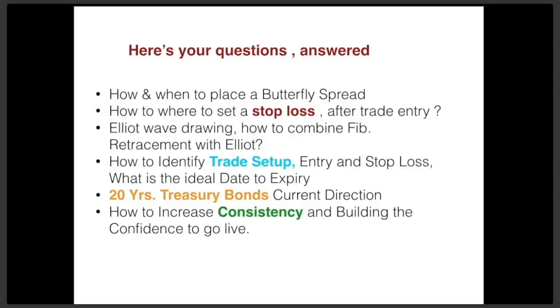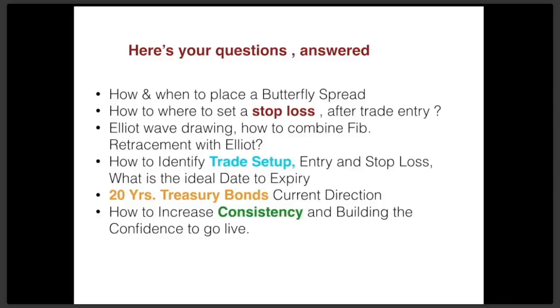And what is the ideal date to expiry? It really depends on the wave count. For instance, if I'm using a daily chart and plotting Elliott waves on a daily chart, I would say the ideal date to expiration will be about 35 days to 40 days. And if I'm watching a weekly chart, I would choose between 60 days to 90 days expiration.